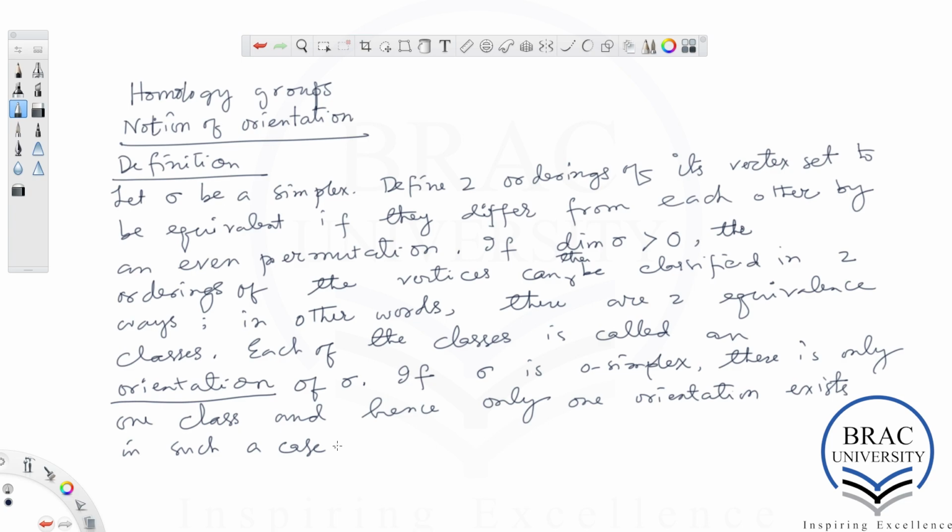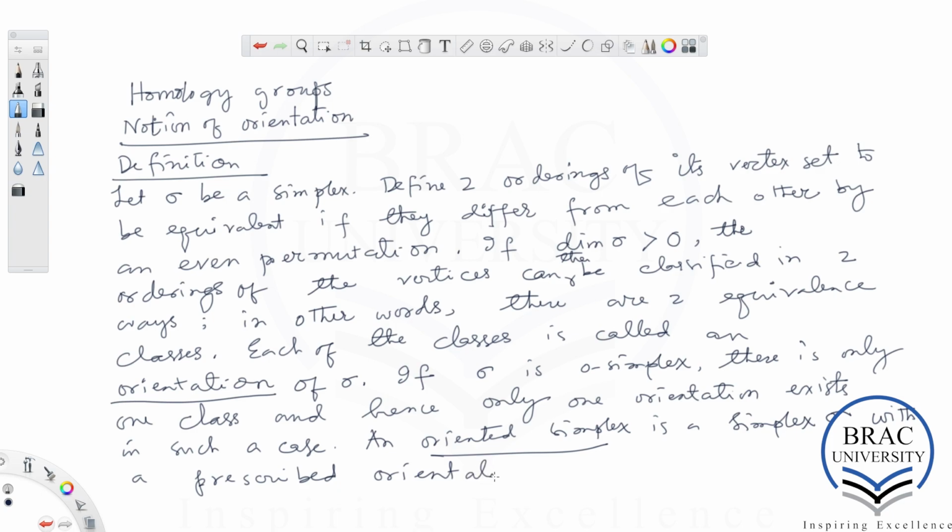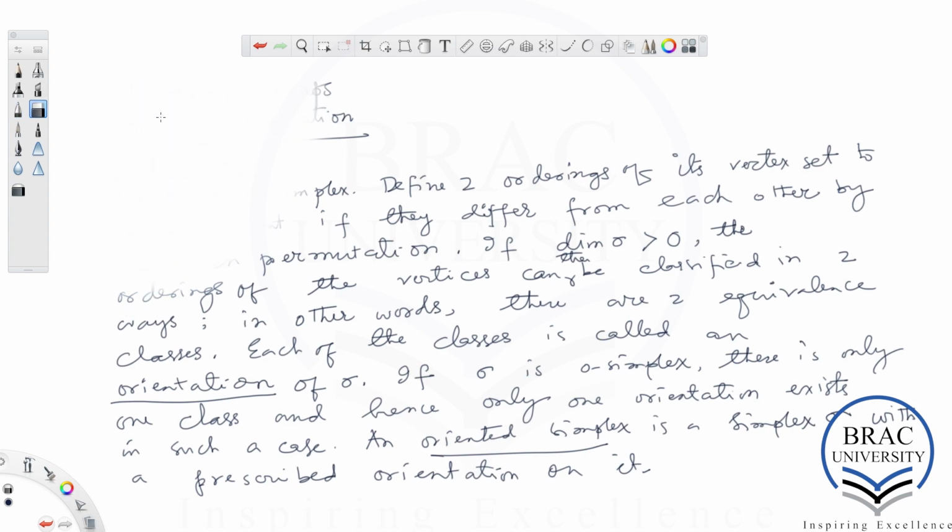So what do we mean by an oriented simplex? An oriented simplex is a simplex with a prescribed orientation on it. Okay, so this is the notion of an oriented simplex.